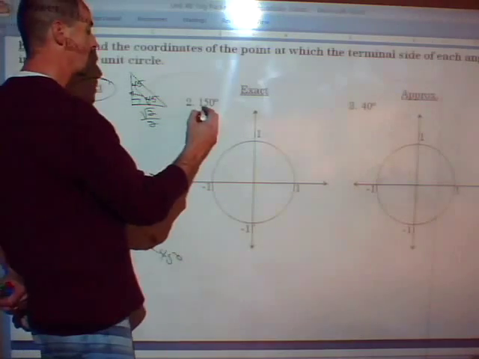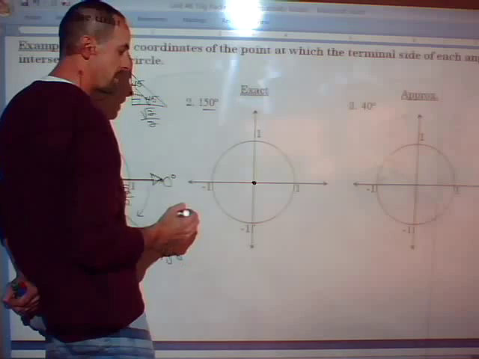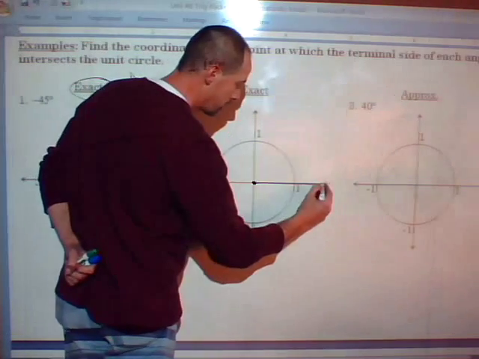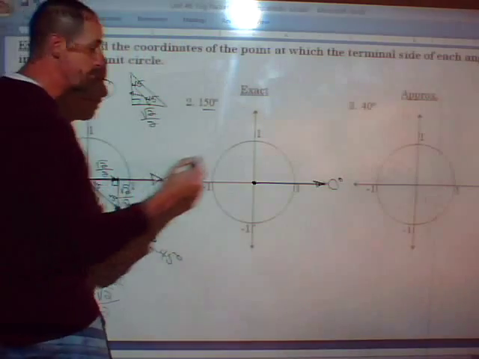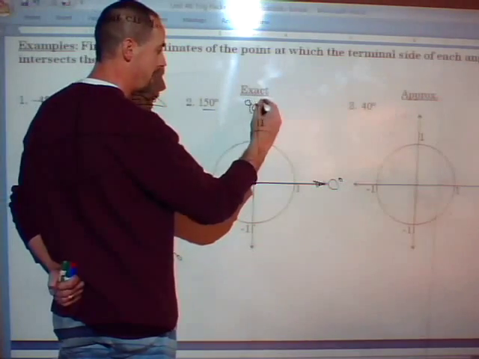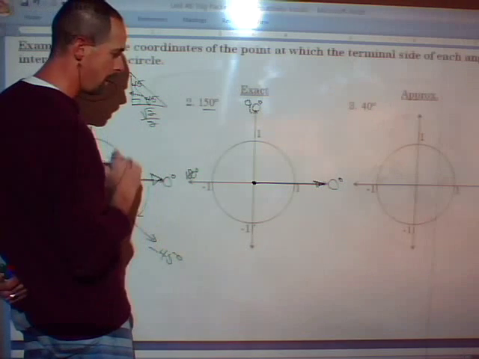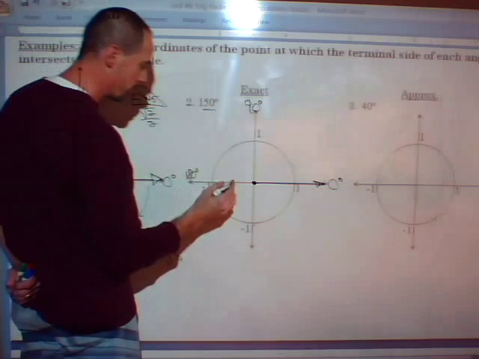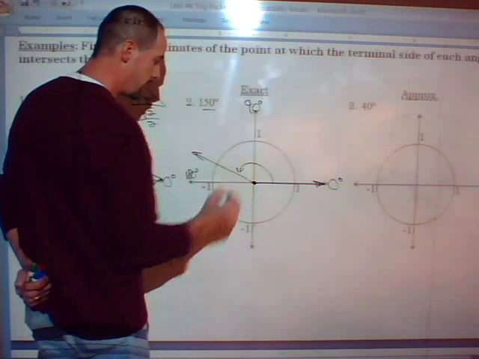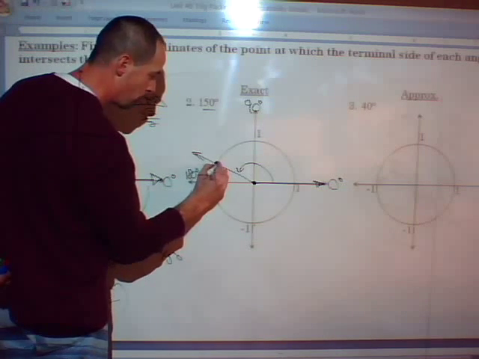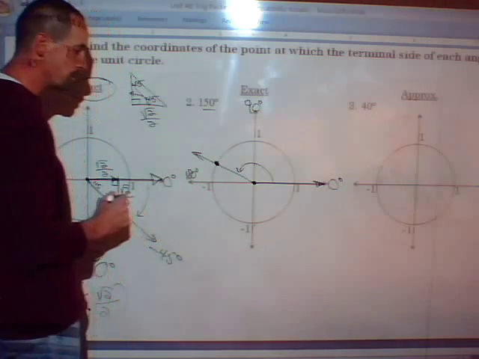Let's do positive 150 degrees. So again, we put the center of the circle at the origin. This is our initial side at 0 degrees, but this time we're going positive. So this is going to be positive 90 degrees, and this is positive 180 degrees. So 150 degrees is just slightly short of 180. Okay? So this is our angle here, and this is the point we're trying to find. We're trying to find out where our terminal side intersects the unit circle.